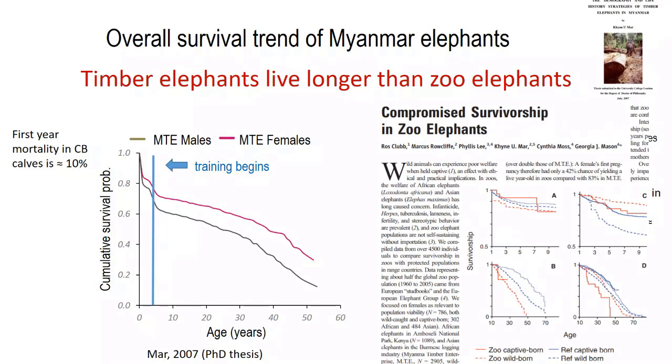This is the compromised survival in zoo elephants, which we compared with Ros Clubb of the RSPCA, Marcus Clauss of ZSL, and the most famous African elephant researchers, Dr. Phyllis Lee and Dr. Cynthia Moss, who are our colleagues, based on my PhD thesis paper. So this is one of the papers that shook the European zoo management and caused an outcry: look, zoo elephants do not live longer than elephants that haul timber in the forest. That is one of the powerful papers we have published in my career.